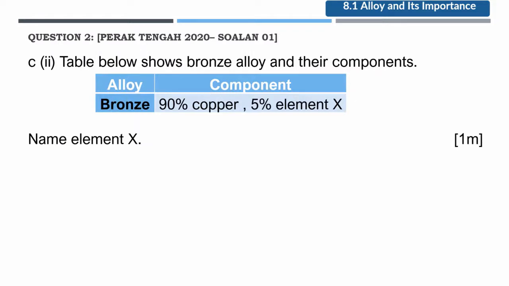Next, name element S. With this question, the alloy is bronze, we know that it is "brother Chuti". So bronze is made up of copper and tin. So element S is tin. Only the name is accepted. We reject the formula.